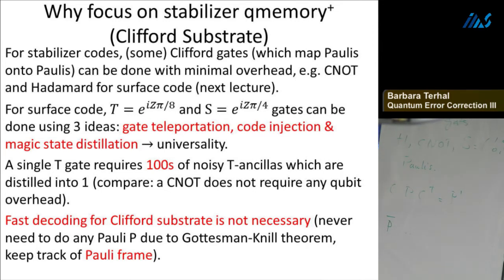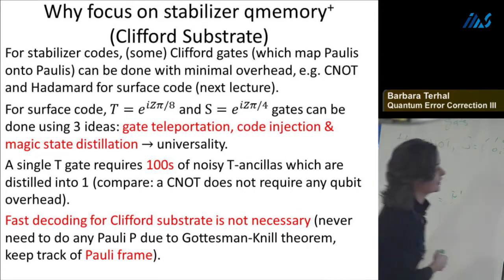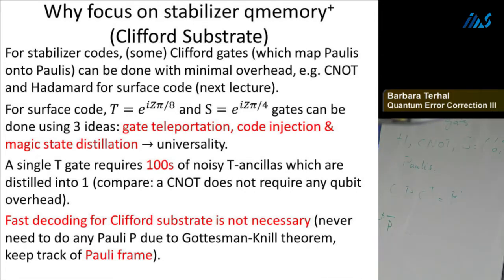So I can just insert, well, I'm not saying this so clearly. I can commute this through, and I can just keep track of what we call the Pauli frame, and not actually do the correction. And actually, I want to make one comment about that. This Pauli frame consists of two parts.